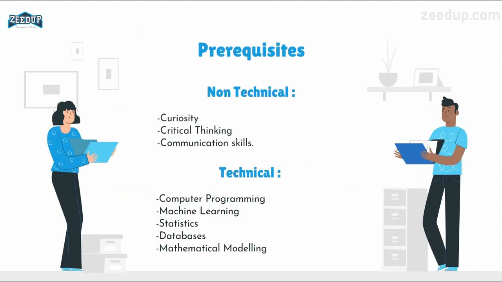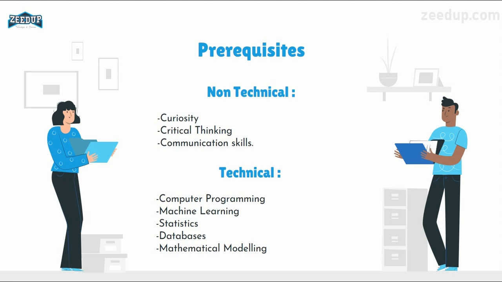Now let us understand what the prerequisites for data science are. If we talk about the non-technical prerequisites, we have three. The first one is curiosity. To learn data science, this is a must-have requirement in a person. You must be curious enough to take a look at the data and ask questions, and you must have that knack to solve those questions and find the answers. Only then would you be able to become a good data scientist.